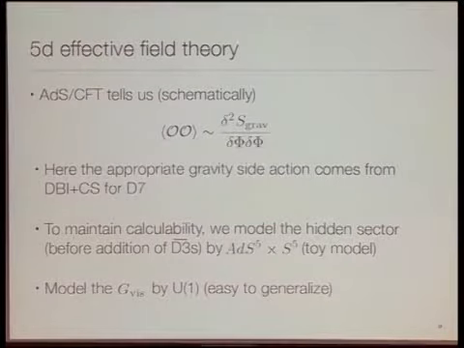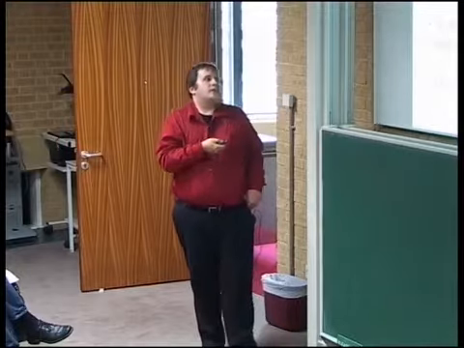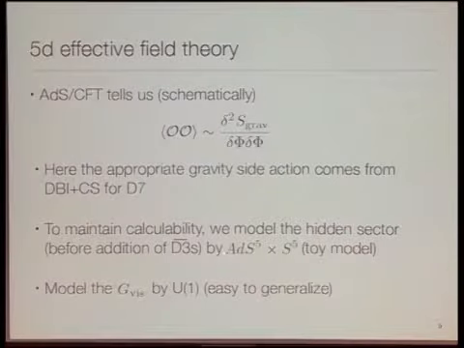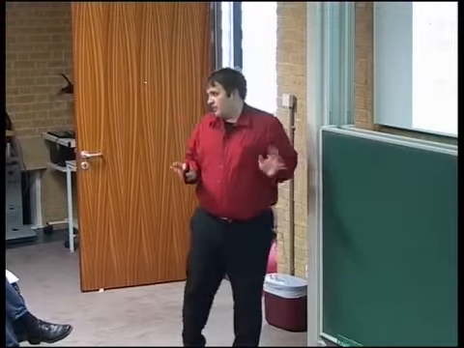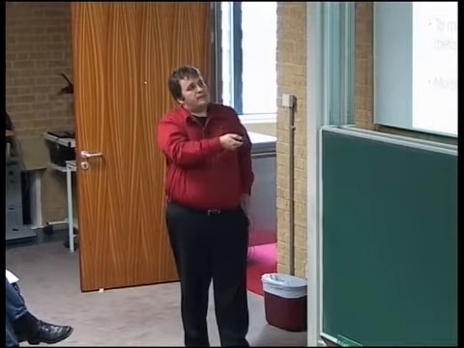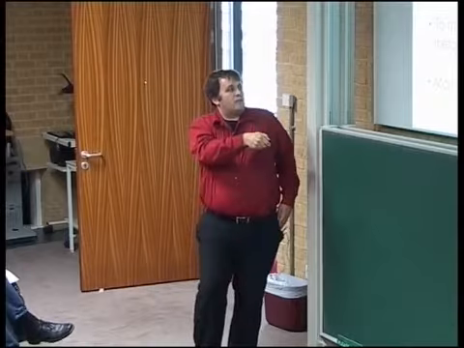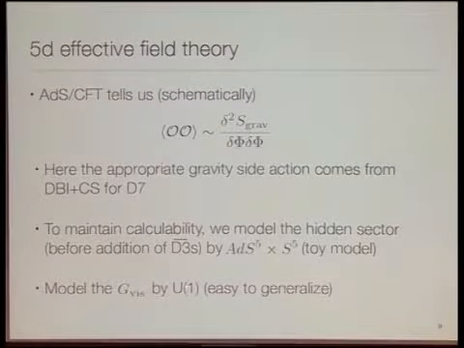Then, to maintain calculability, what I'm going to do in this presentation is model the hidden sector in some very ridiculously simple way: I'm going to model it by AdS5 × S5, at least before the addition of anti-D3 branes. So you should really interpret this as definitely a toy model. And I'll talk a little bit about some of the drawbacks of doing this in a moment. Furthermore, I'm going to model the visible sector gauge group by a U(1), but this is somehow not a major complication. This is just for simplicity of notation.